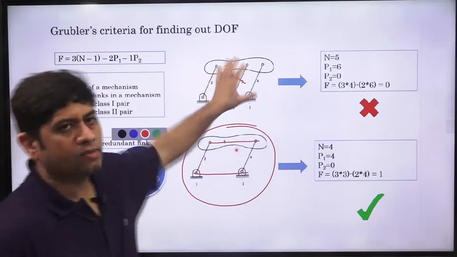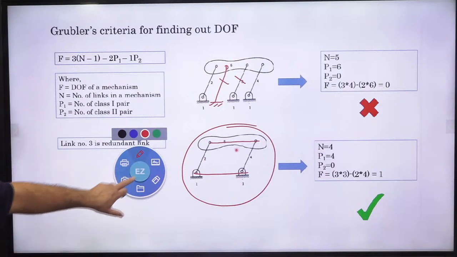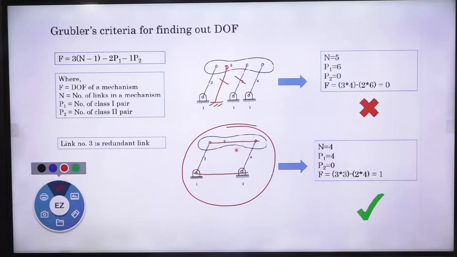Similar to this, if there are more links also, they will also be redundant. So you are not to consider that. In the formula, you have to use only those links which are not redundant. Yes, so as Mishra is saying, it has no effect on the motion. It is only used for stabilizing the mechanism. So degree of freedom is one.